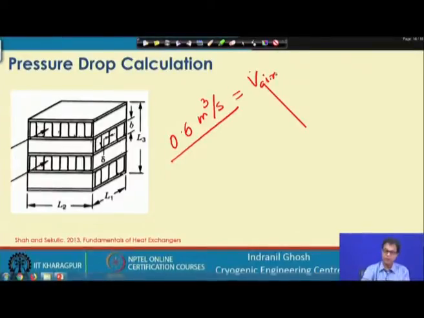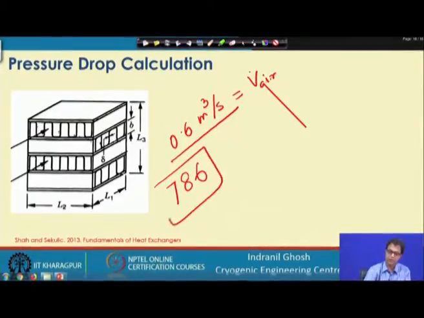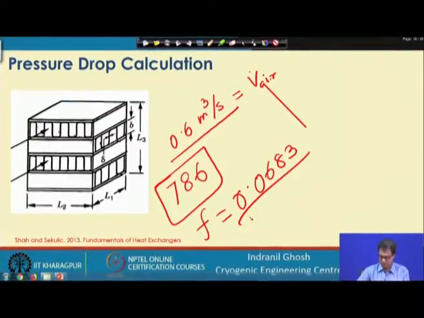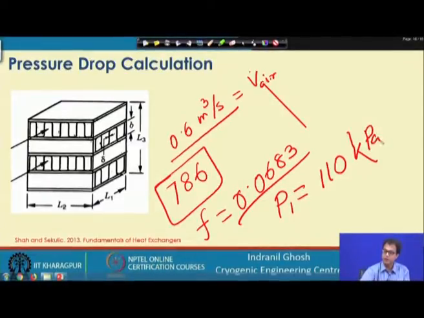Then the Reynolds number has already been estimated for us as 786; otherwise we would have had to calculate this from the geometry. The Fanning friction factor, f, has also been estimated for us as 0.0683. This is the Fanning friction factor. The inlet pressure P1 is known as 110 kilopascal.